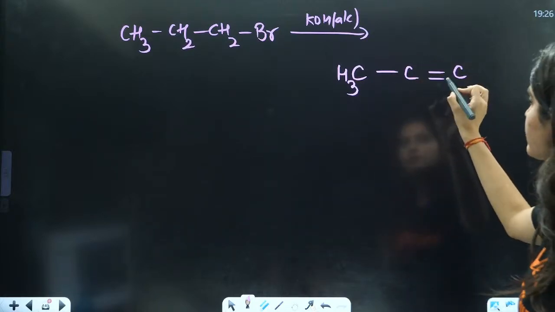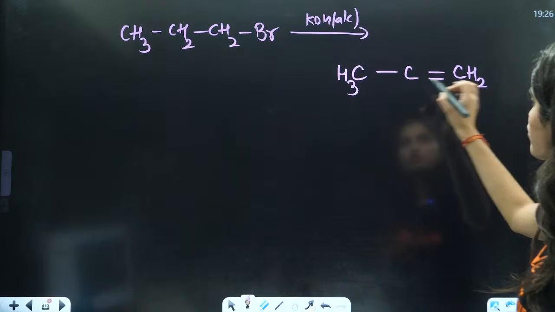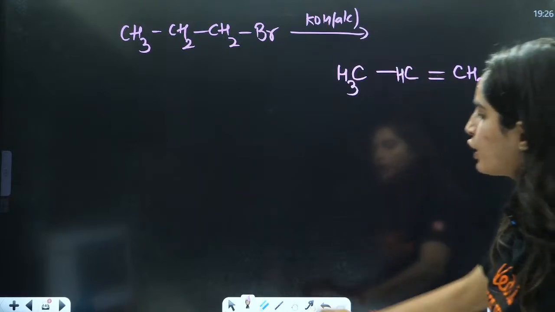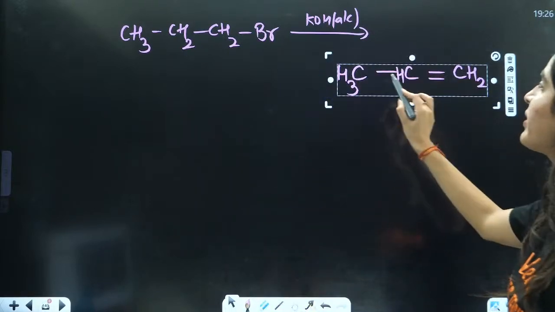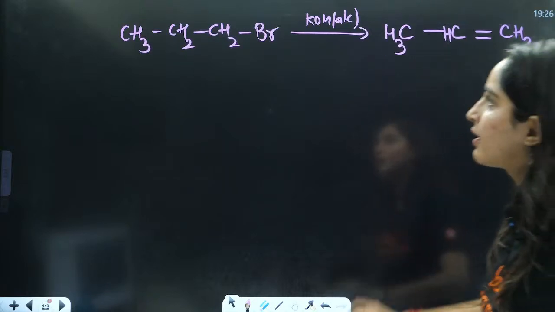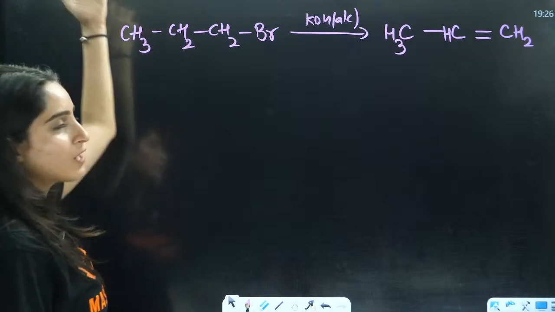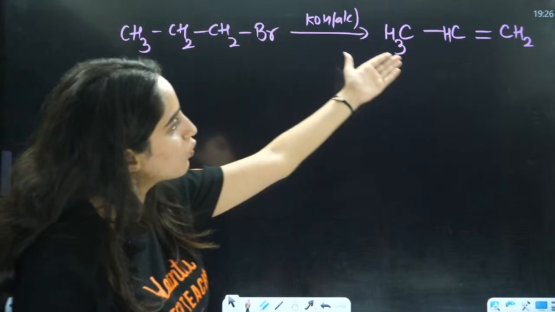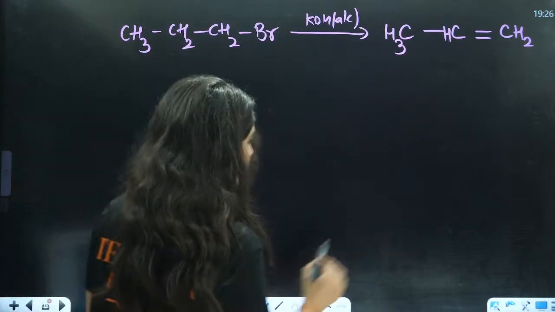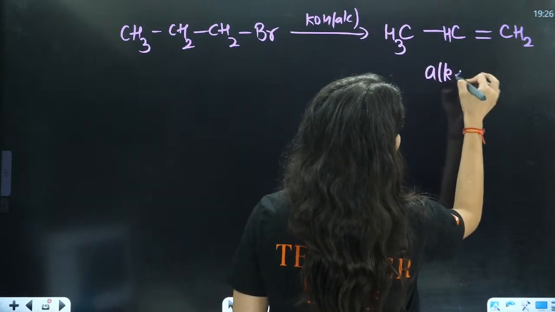Here you can have this thing, right? This is CH2 and this is H. You will have the formation of this thing only because that is the only possibility here. Either the double bond can attach here or here, you will have the same thing, right? So the only possibility is this alkene.